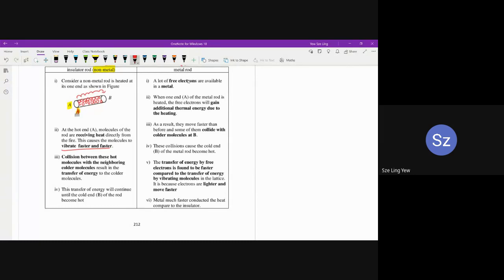So in a metal rod, what happens? Now, in a metal rod, there is a slight difference from an insulator rod. In a metal rod, we have a lot of free electrons. So what is the main difference then? What is the difference between electrons and molecules?